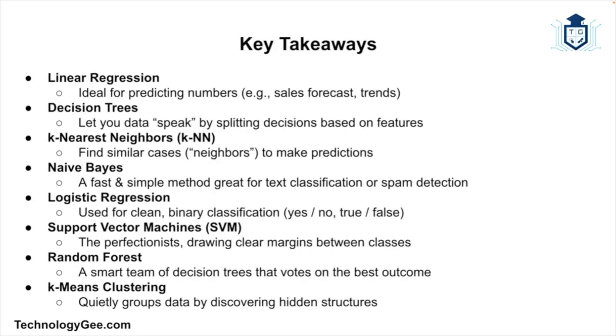Now, to wrap all this up, at the end of the day, machine learning algorithms aren't mystical codes written in some secret AI language. They're just tools designed to help us find patterns, make predictions, and automate tasks in smart ways. So, linear regression, this is your go-to for predicting numbers. Decision trees, this lets your data quote unquote speak for itself. K nearest neighbors, this finds friendly neighbors. Naive Bayes, this keeps things quick and simple. Logistic regression, this gives you clean classification. SVMs, these are for perfectionists. Random forest, this is for the wise crowd. And K-means is the quiet type that discovers hidden patterns.